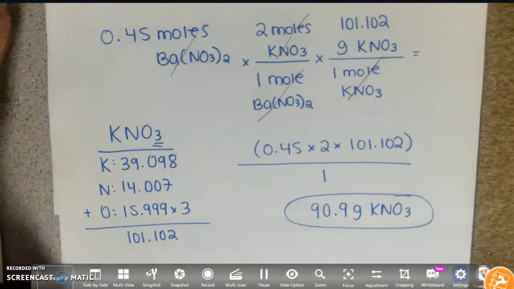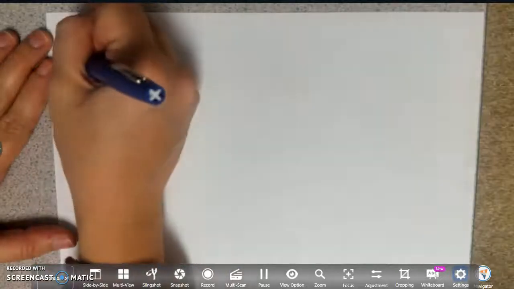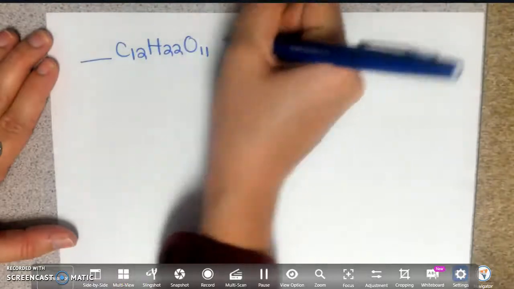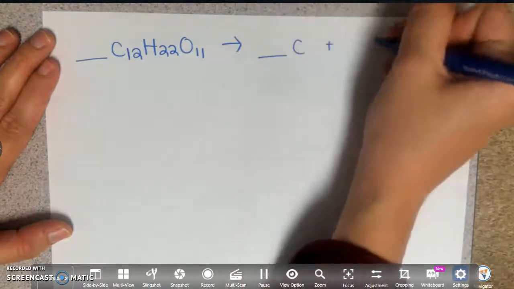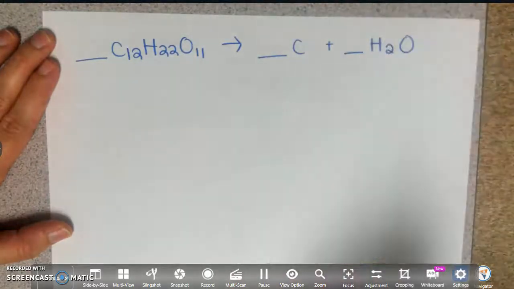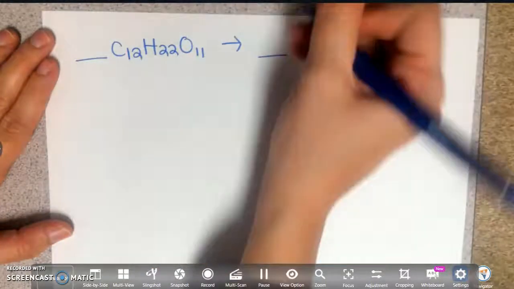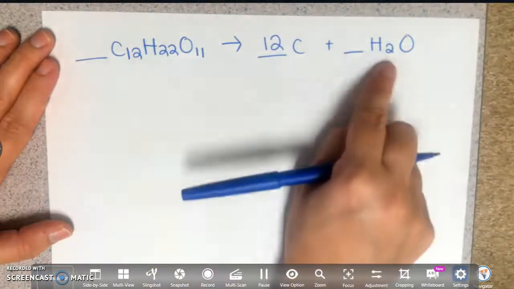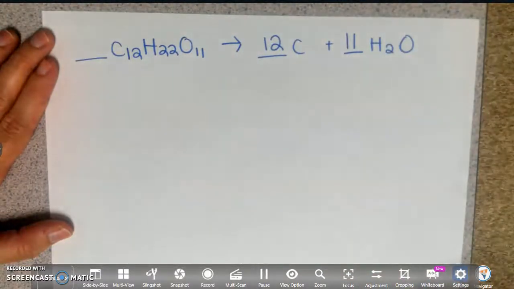We're going to go ahead and do number 3 really fast, and then that's going to be the last example I'm going to do. So number 3 has the equation written, but it's not balanced. C12H22O11, which is known as sucrose, that's sugar, decomposes into carbon and water. So first thing, you have to balance your equation first. 12 carbons on the left, so in front of this I write a 12. And then there's 22 hydrogens and 11 oxygens, so in front of this I'm going to write a 11. And then the equation is balanced.